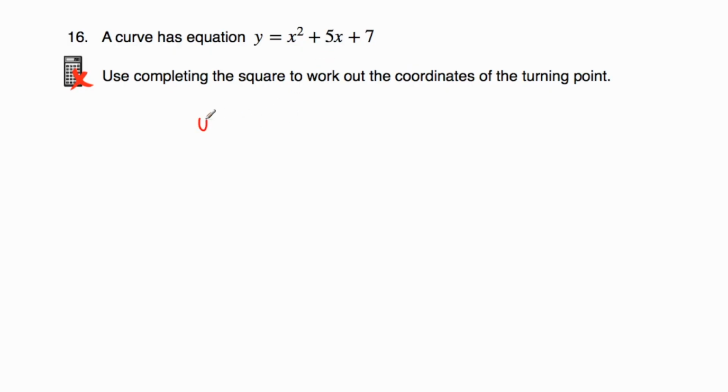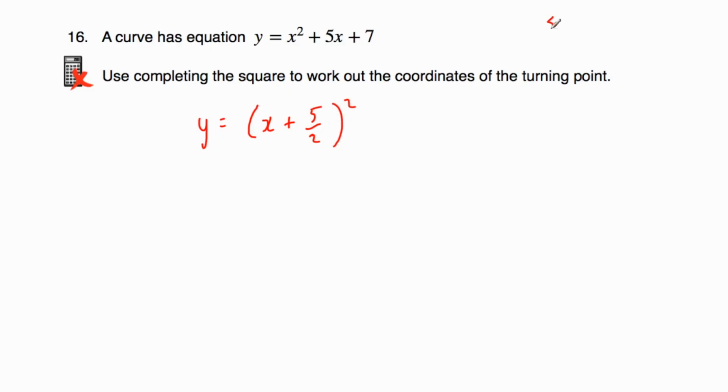So we're going to be doing y equals, and we're going to do completing the square on this. So it's going to be x plus, and half of 5, well, 5 divided by 2, would be 5 over 2. That would be half of the coefficient of x. Close bracket squared.